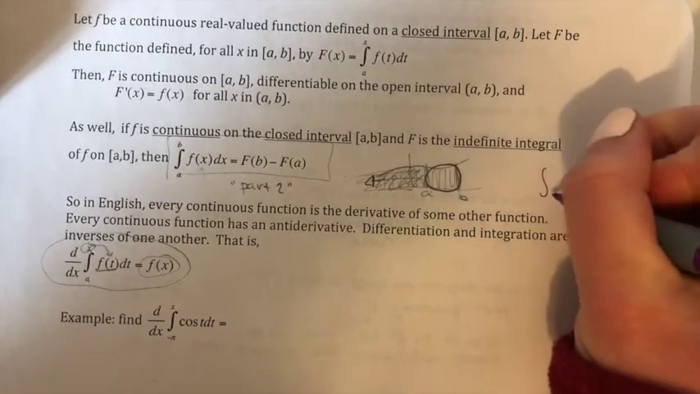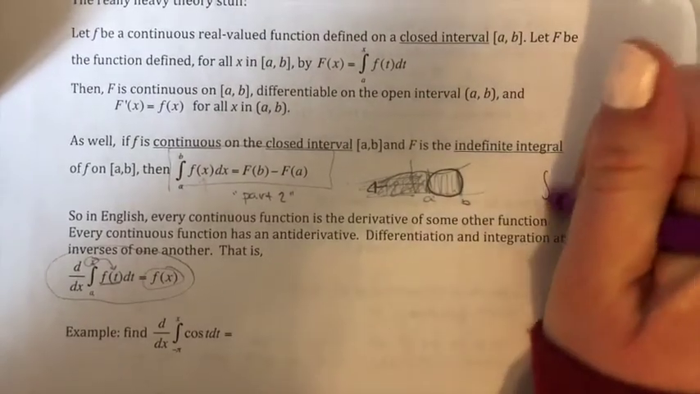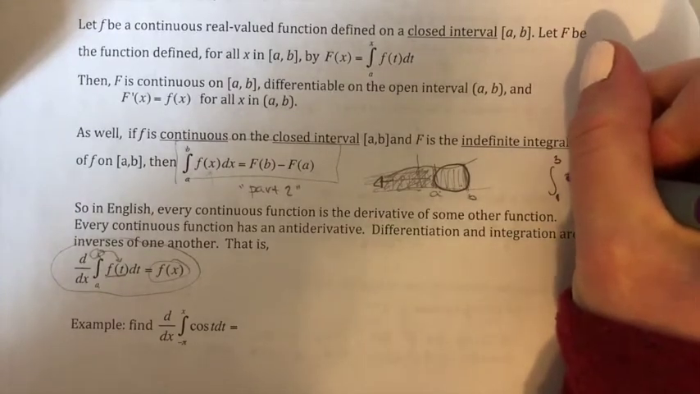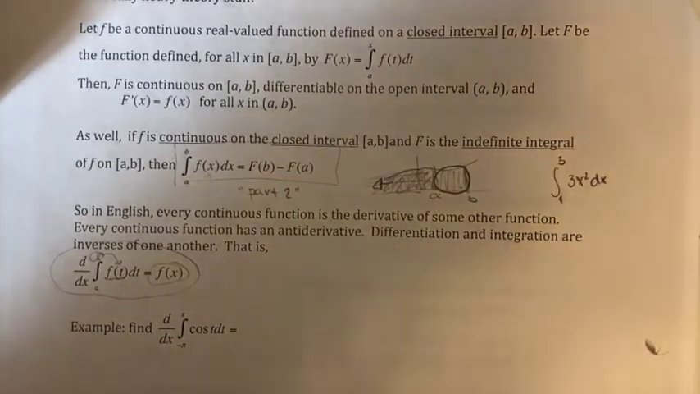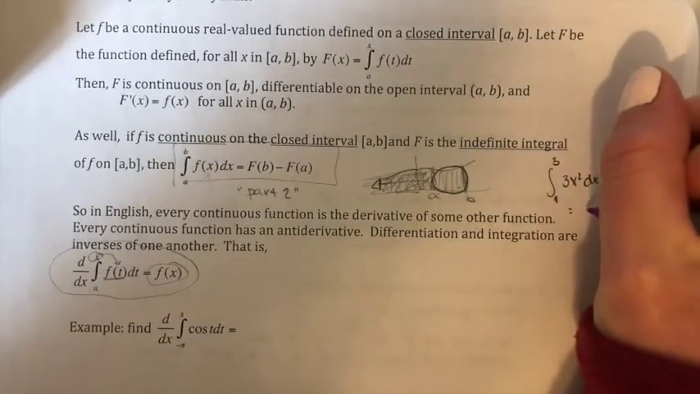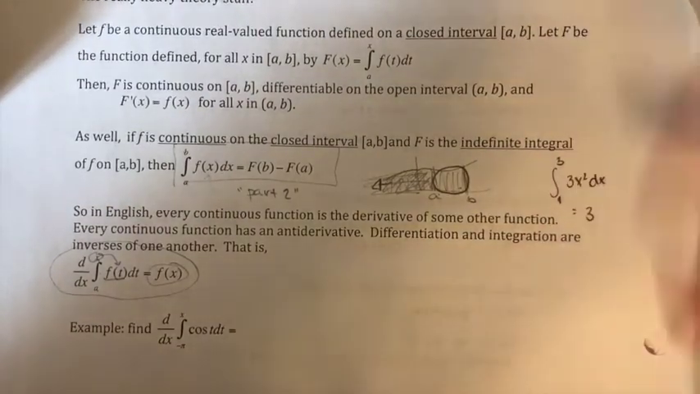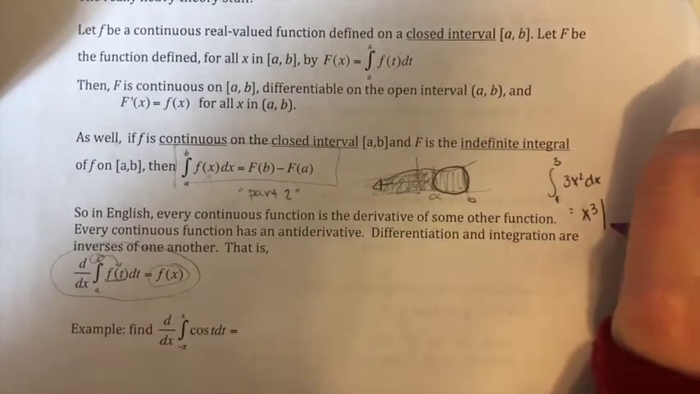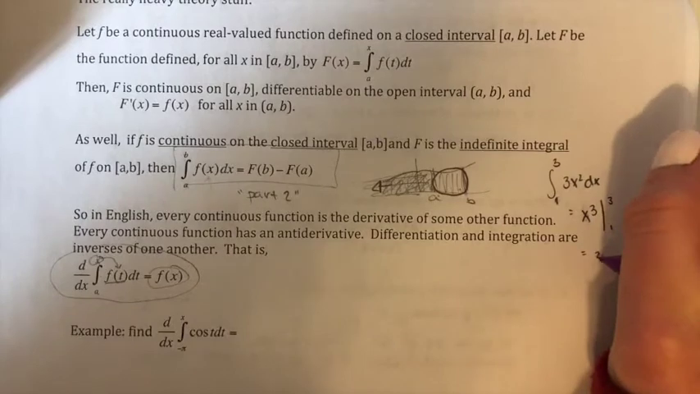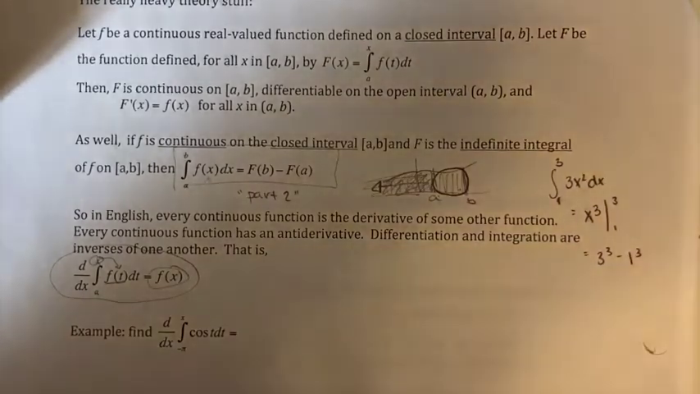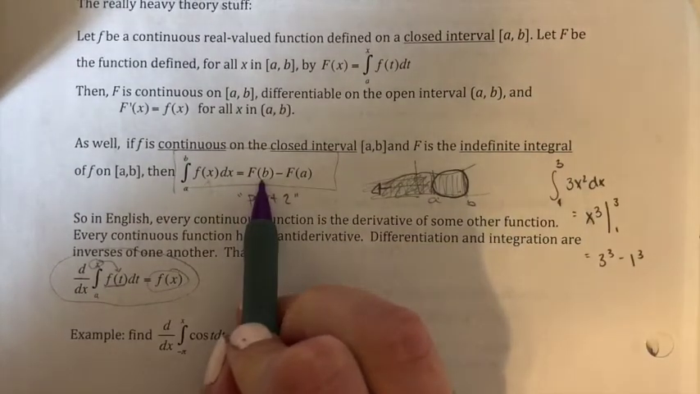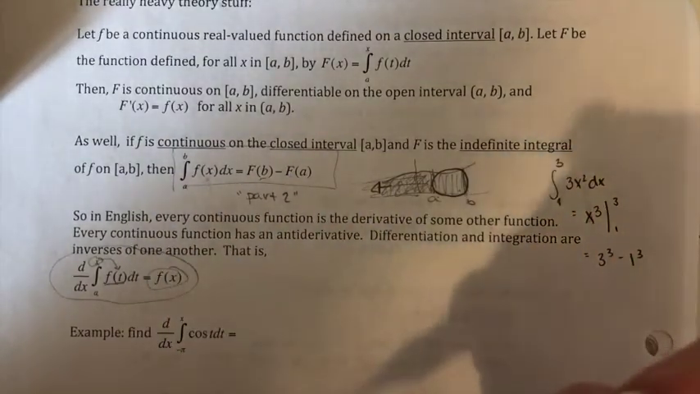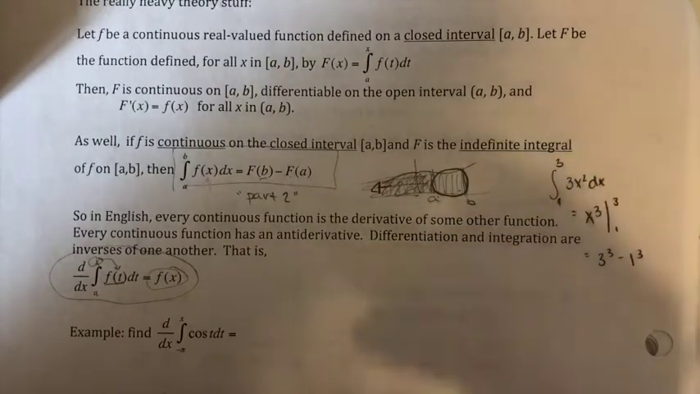That was like, we're going to do, I guess I should put in numbers, from 1 to 3 of 3x squared dx, right? We would say the antiderivative of this is not 3, the antiderivative of this is x cubed, and we're going to evaluate it from 1 to 3. So then we had 3 cubed minus 1 cubed, right? F at b, the upper one, minus f at a. So that's what we've been doing. That's just now referred to as the second part of the fundamental theorem of calculus, okay?